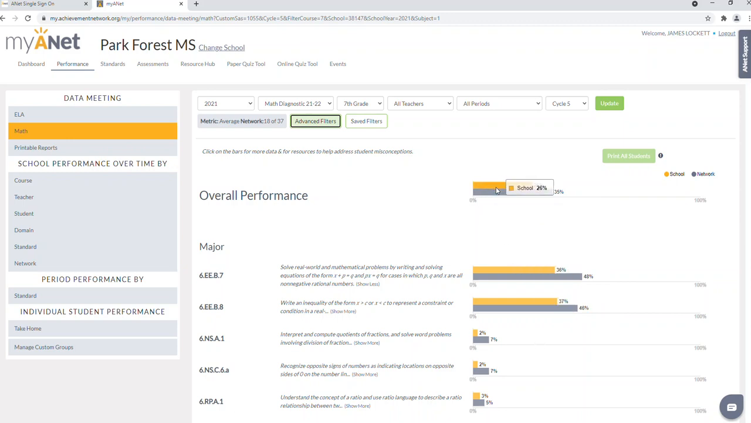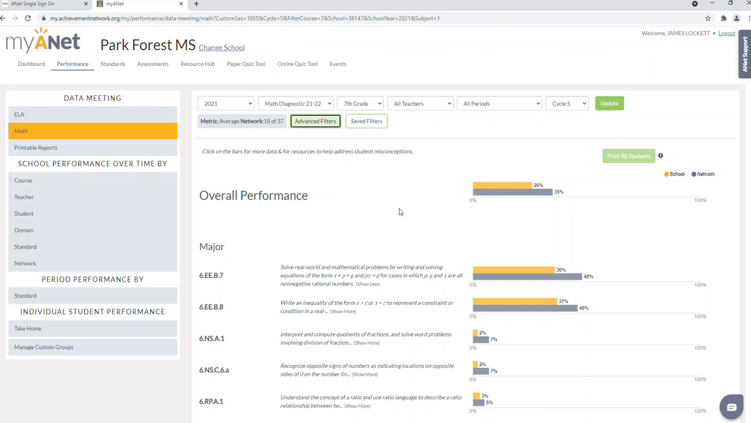Okay, so let's talk about the bars. Notice the overall performance. For the 7th grade diagnostic, all teachers, at this particular middle school, the average percent correct was 26%. In EBR, the average percent correct was 35% on this diagnostic. Now remember, this is a diagnostic. It measures last year's standards. All right, so 35%. That's not a high number.